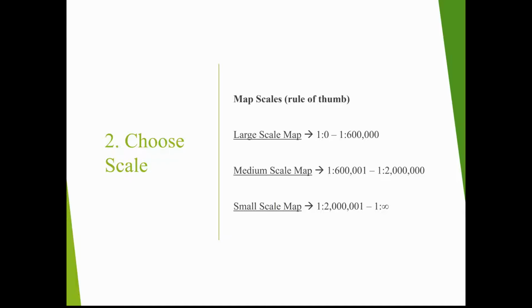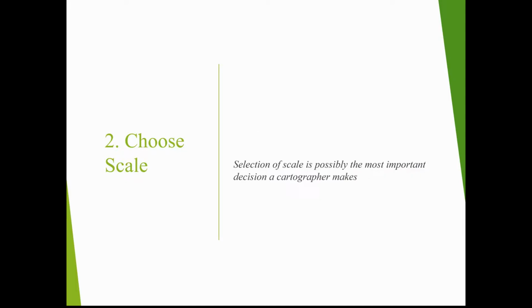As you move to medium and small scale maps, you are showing a larger portion of the Earth at one time, which does not allow for the same amount of detail. Therefore, medium and small scale maps will not have nearly as much detail as a large scale map. Therefore, the amount of detail you could show in a map is directly dependent upon scale.